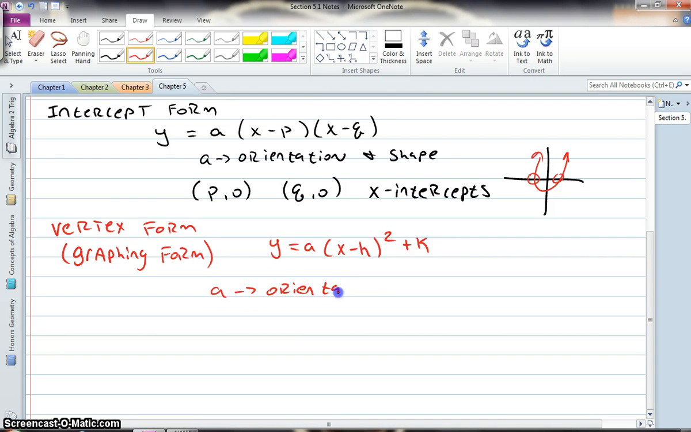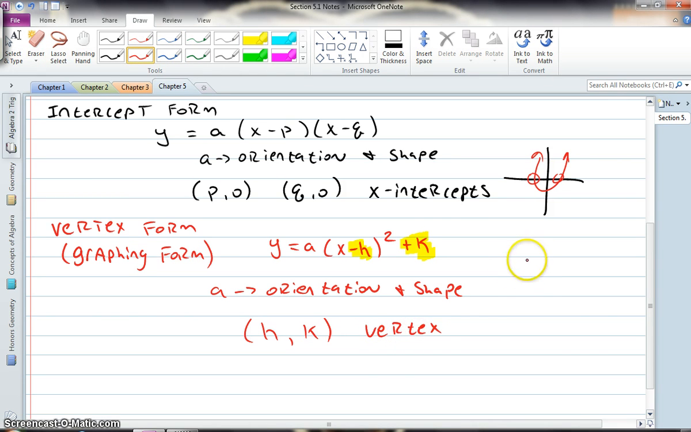All right, it tells me orientation and shape, same rules apply as standard form. So all is good there. Now, vertex form tells me one other important piece of information, and that's the vertex. So it's opposite inside, which is h, comma outside, k. So this piece would give you your x-coordinate, this piece would give you your y-coordinate. And that's what we call our vertex.